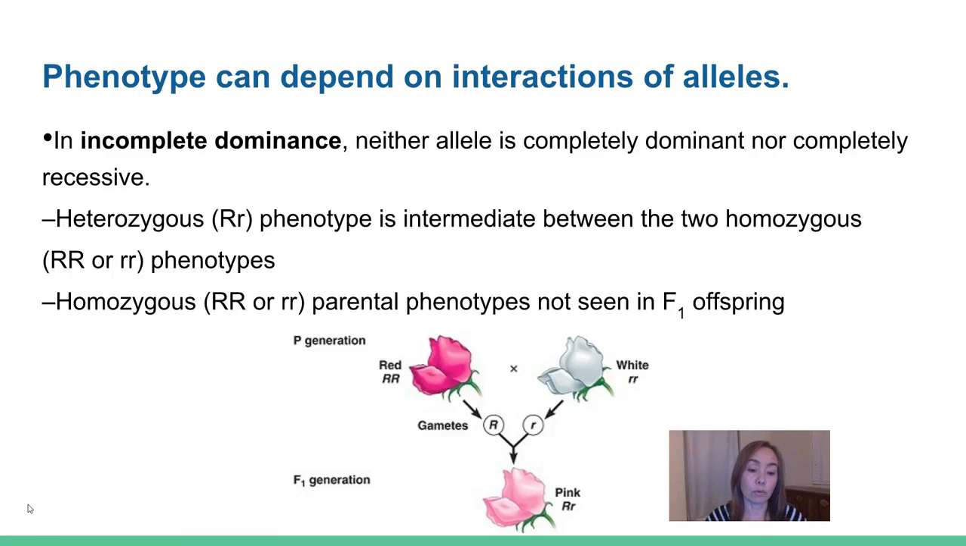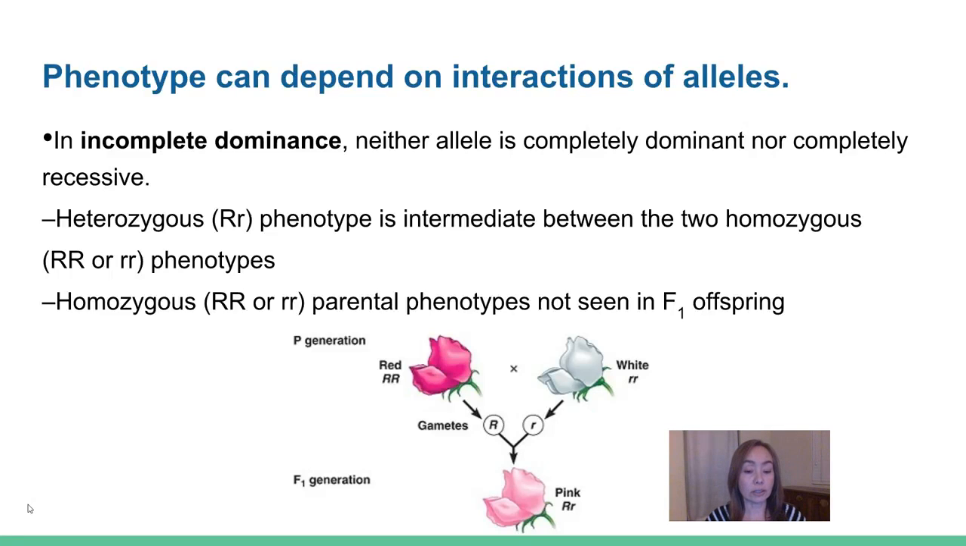This can be illustrated with the flowers. The heterozygous phenotype is shown here as the pink flower. It's an intermediate or a blending between the two homozygous phenotypes, shown here as the red and the white flower.